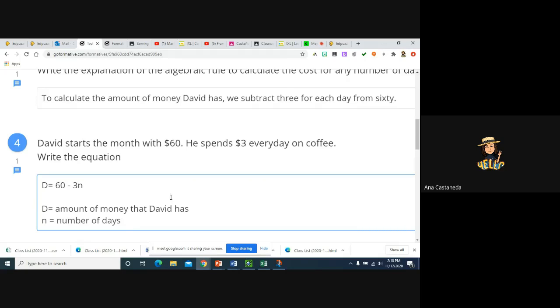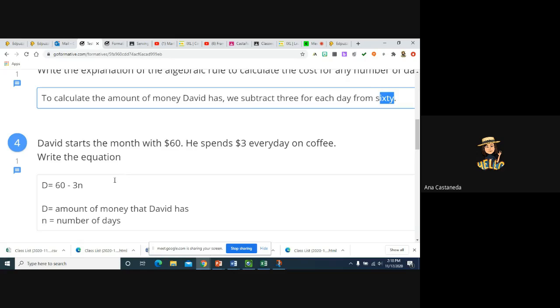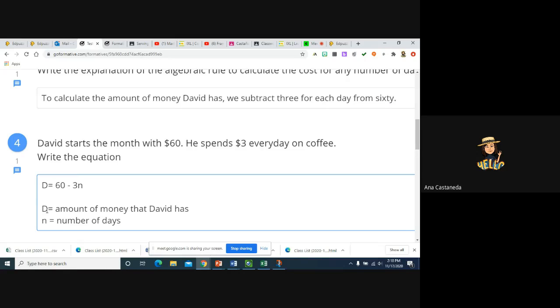So when you do this, instead of writing the word sixty, I'm using the digit 60 for this one. And I have to explain what each variable represents and stands for.